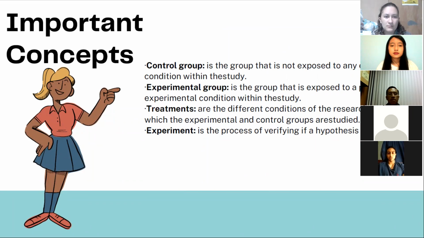A control group is a group that is not exposed to any experimental condition within the study. An experimental group is a group that is exposed to a particular experimental condition within the study. Treatments are the different conditions of the researcher under which the experimental and control groups are studied. Experimentation is the process that verifies whether a hypothesis is true or not.